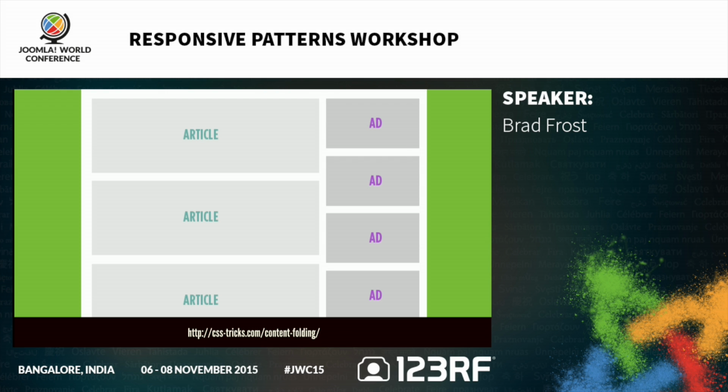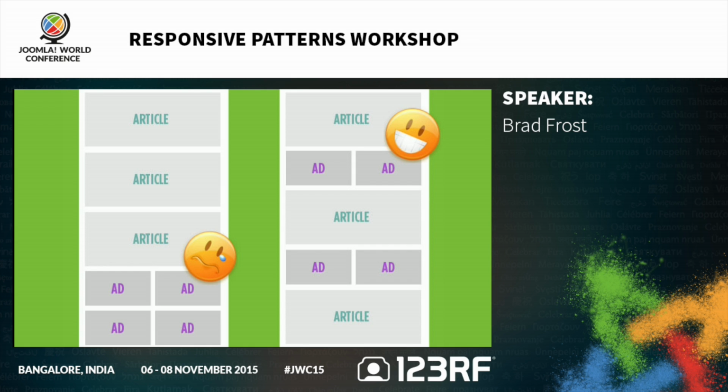By default, whenever we shrink the browser, those ads in the sidebar are going to stack underneath the main content. But what we might want to do is fold those ads in, intersperse them between the different articles, which obviously leads to a better flow and probably makes the advertisers happy. Up until recently, though, this wasn't exactly possible, at least using CSS.